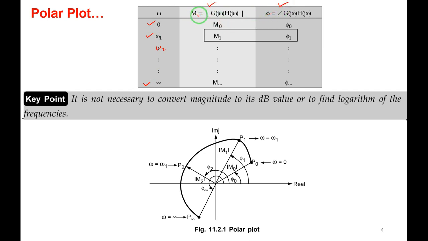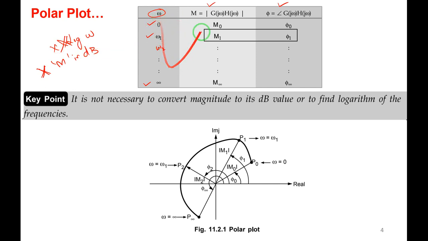But in the polar plot, it is not mandatory that the magnitude should be in decibels. No need to convert the magnitude; whatever magnitude we get, we keep it as it is. Also, for the frequency omega, there is no need to take the log of omega. The logarithmic values of frequencies are not required, and the magnitude in decibels is also not required. Please keep this in mind.